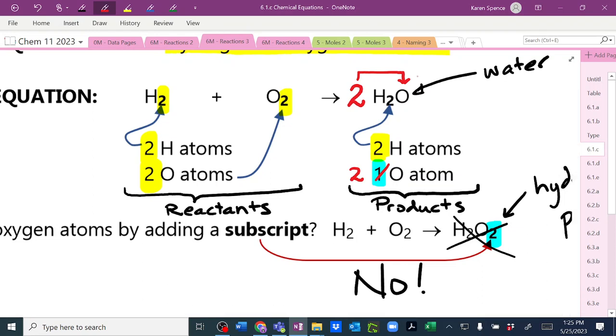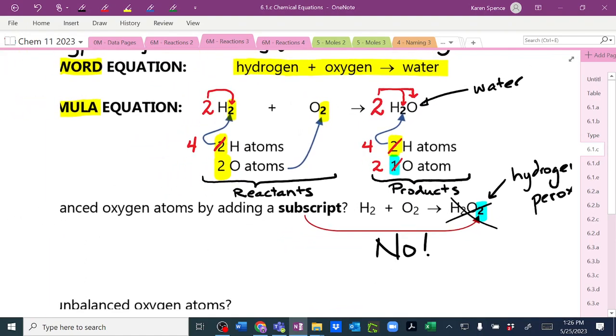But what has happened now? I've changed that to two oxygens. What else have we changed though? We have 2 times 2 is 4 hydrogens. Uh-oh, we fixed oxygen, but we messed up hydrogen. What could we do to fix hydrogen? We could add a 2 here. Now we have 2 times 2 is 4 hydrogen. Now we have 4 hydrogen on the left, 4 hydrogen on the right, 2 oxygen on the left, 2 oxygen on the right. Yay!